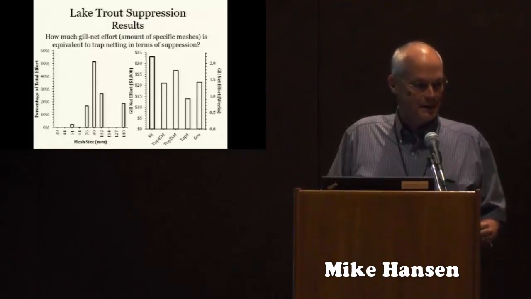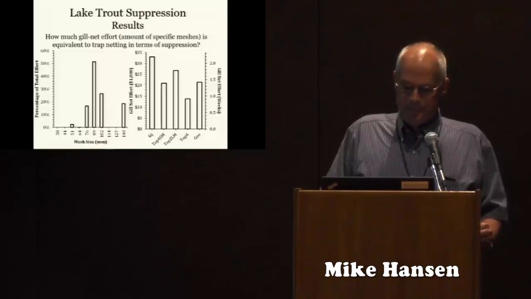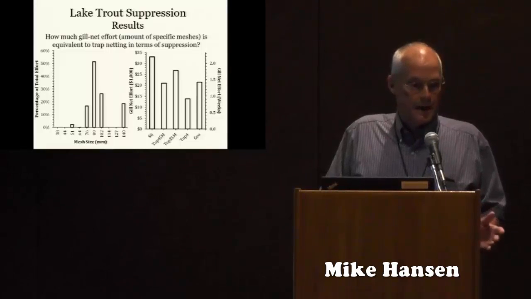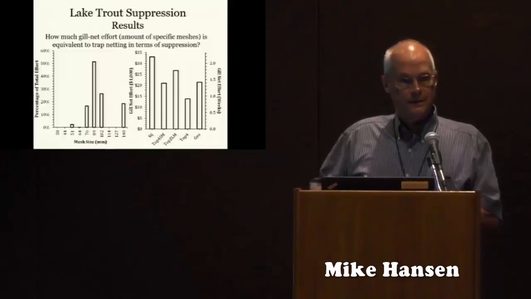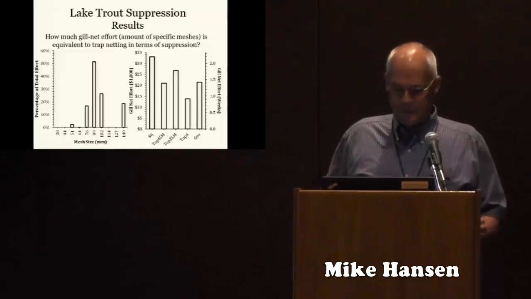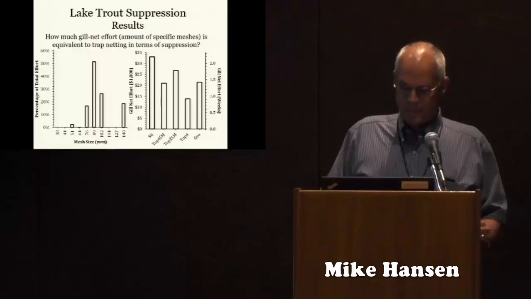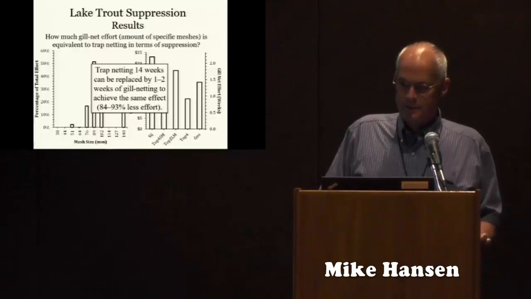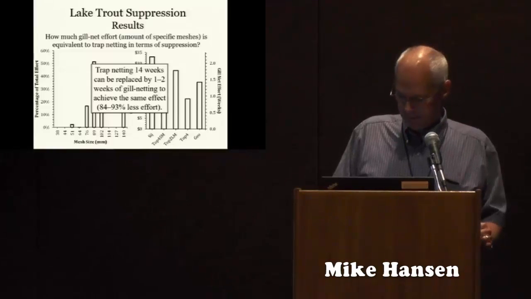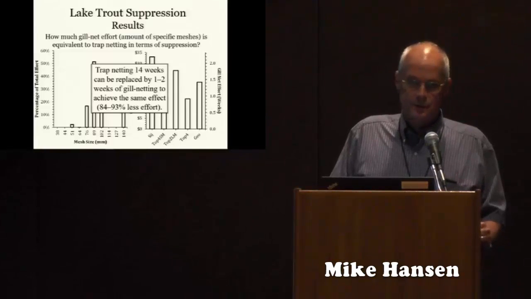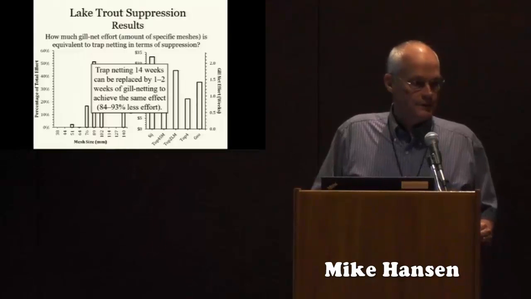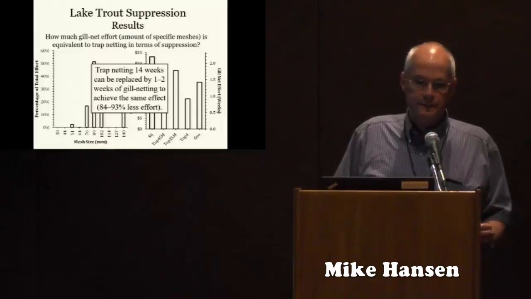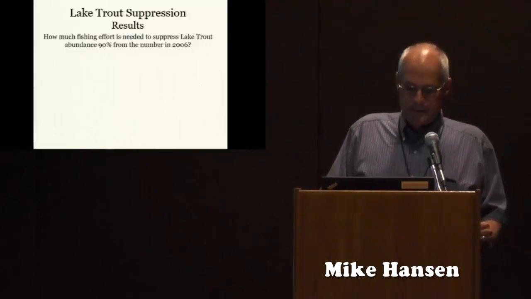Unfortunately, for trap nets, you fish them for a long time to make the equivalent of a very little bit of gill net effort. The punchline here for me was trap netting 14 weeks can be replaced by 1 to 2 weeks of gill netting. And if you use the optimal mesh size, it's only 1 week. So think about that in terms of cost benefits if you're the guys writing the contracts.